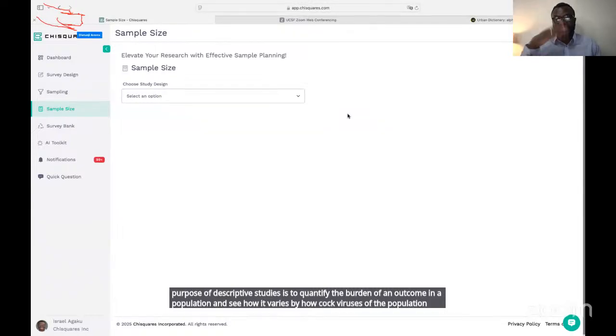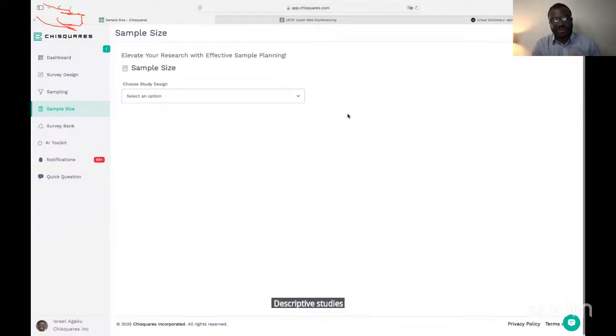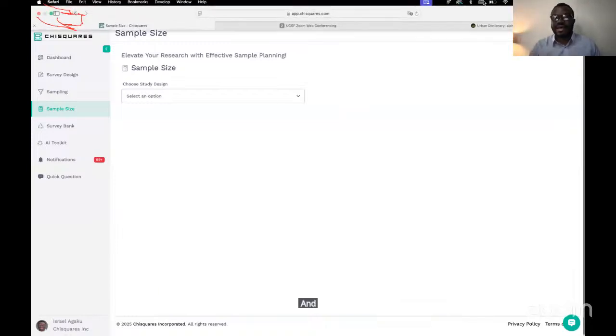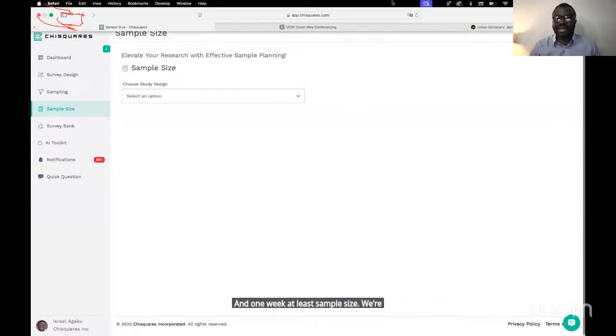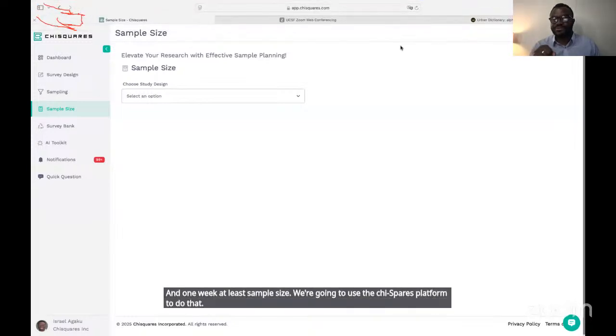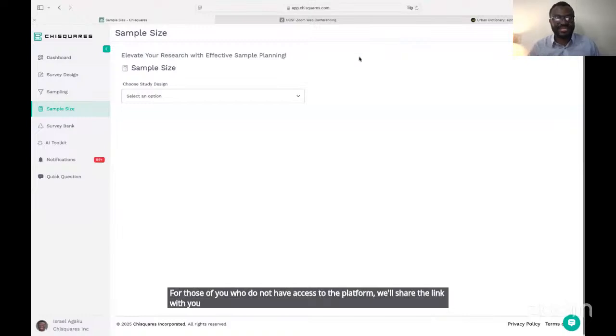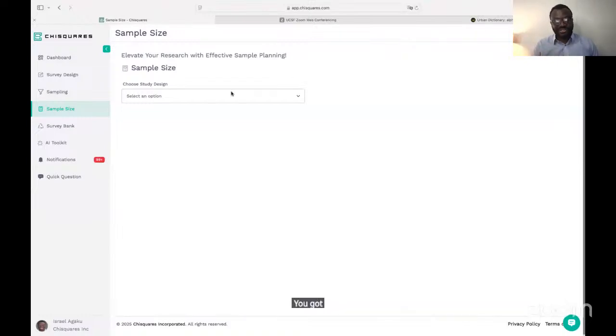So when we're calculating sample size for descriptive studies, the main thing we're worrying about is precision. Precision is a major thing we worry about when we calculate sample size. And we're going to use the Chisquares platform to do that. For those of you who do not have access to the platform, we'll share the link with you so that you can access it and practice. You've got to go and practice after the class today, because practice makes good.